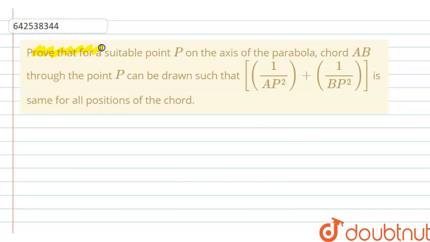Hello everyone, so the question is, prove that for a suitable point P on the axis of the parabola, chord AB through the point P can be drawn such that 1 upon AP square plus 1 upon BP square is same for all the positions of the chord.